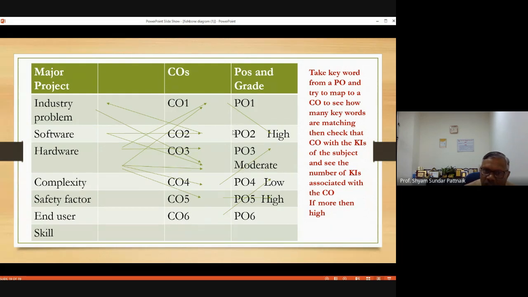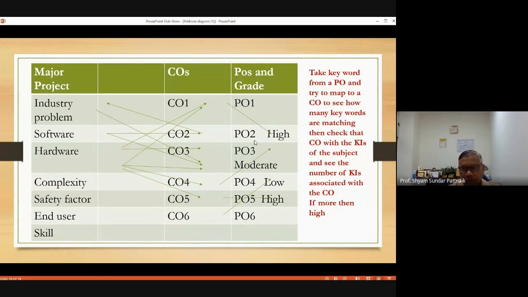But if it is mapping with just 1, you cannot say low, because of the key indicators of the subject, almost 8 or 9 are with CO1. So if 8 or 9 key indicators are with CO1 and it is mapping with PO2, even with one segment, the majority of the key indicators are addressed or mapped to PO2. So even if only one segment is mapped to CO1, you will put it as moderate. And you justify this by writing that even if it is one segment, it is taking care of many of the key indicators of my subject. So I give it 2 marks, not 1 mark. I put it in moderate.